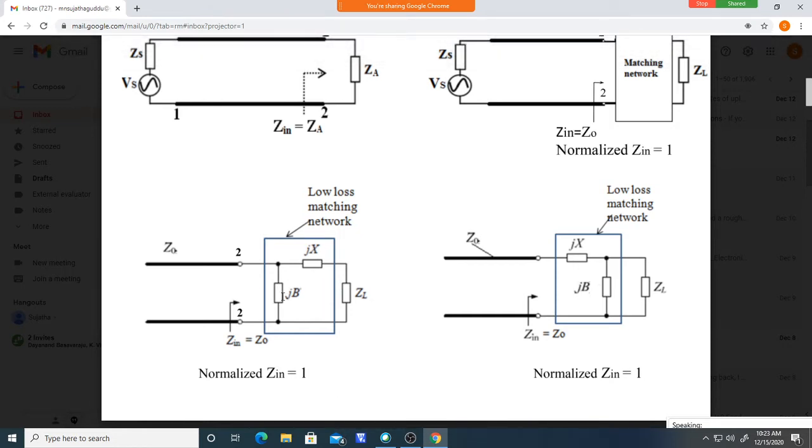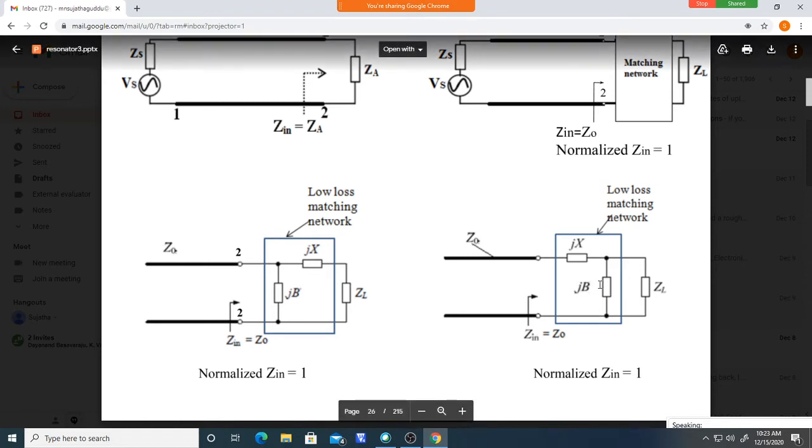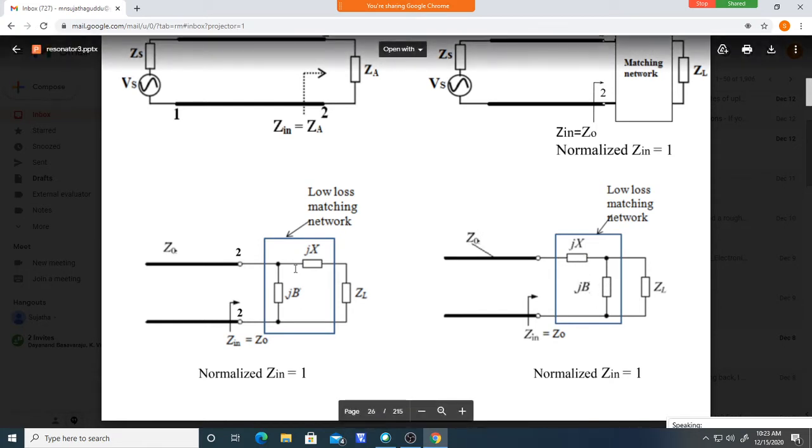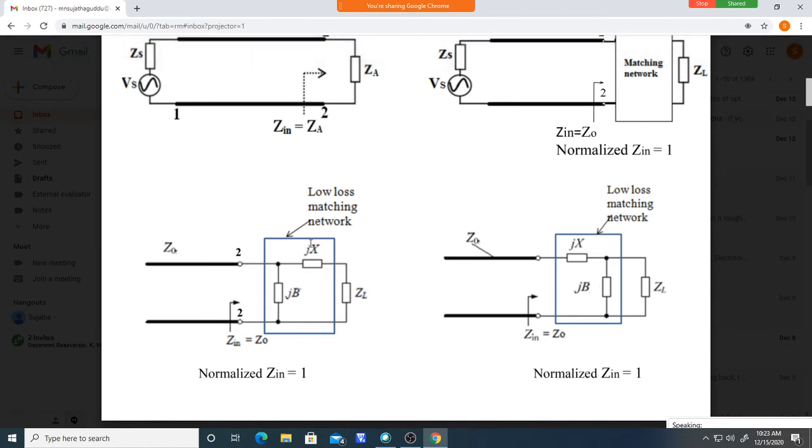Next is the shunt element. But here in this combination, first is the series element. Sorry, first shunt element, next to the ZL. First element means first we are adding this to the ZL. We are adding the first shunt element. Next, series element. But here what we are doing: first adding series element, next shunt element. Okay, second element is the shunt element.